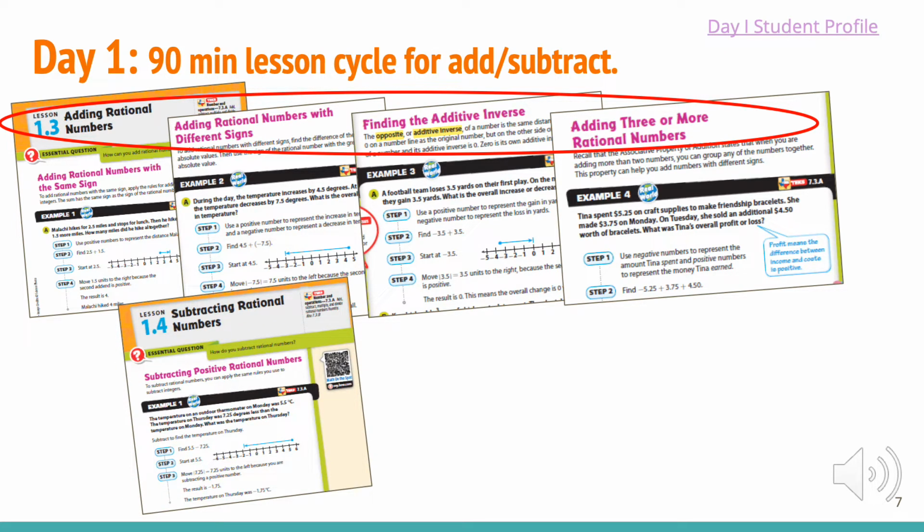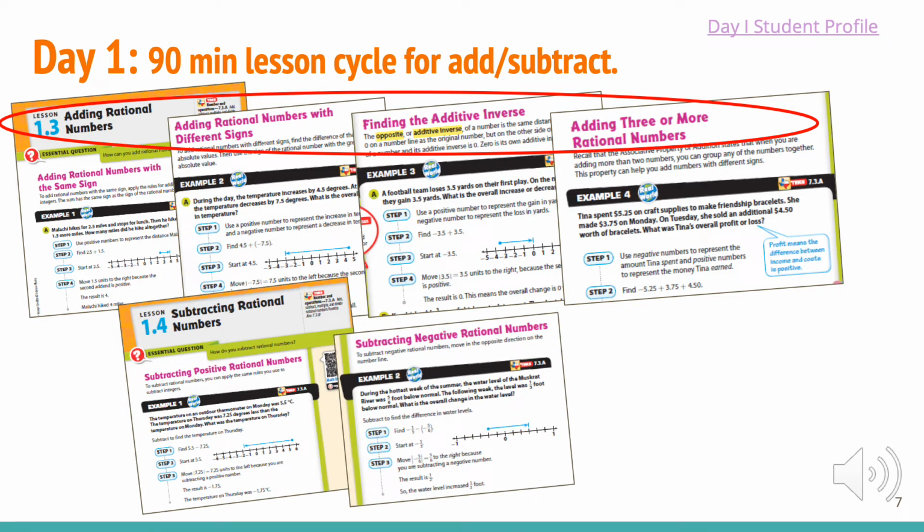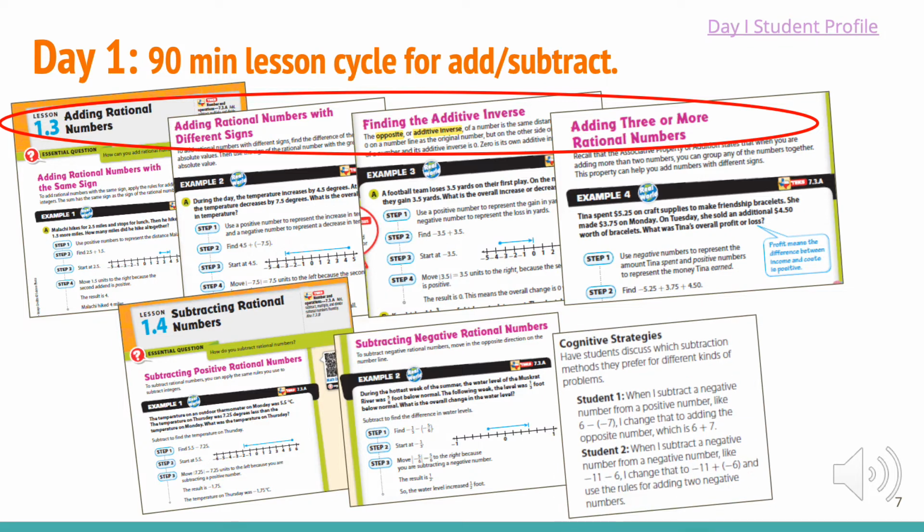Then lesson 1.4 with subtracting is subtracting positive rational numbers and then subtracting negative rational numbers. Go Math sometimes will have cognitive strategies that can be very helpful. Notice here that all of the adding and subtracting are using number lines. That will be the tool that will help with your consistency in your lesson.